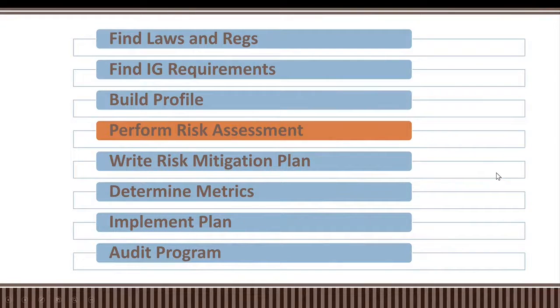Step 4 is performing a risk assessment. And to do this, you first identify the risks, and this is the result of creating the risk profile. Then determine the potential impact, hopefully in a quantitative sense. How many dollars could it cost if one of the risks happened? Be as specific as possible.